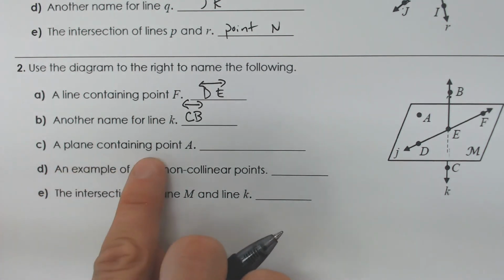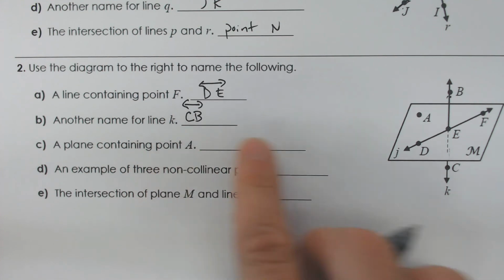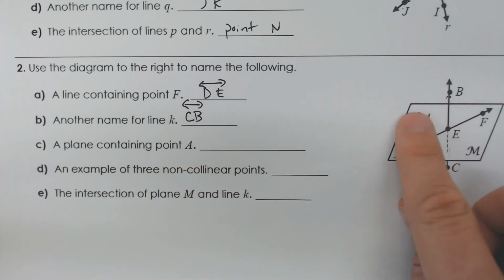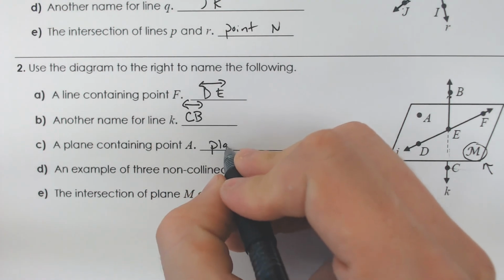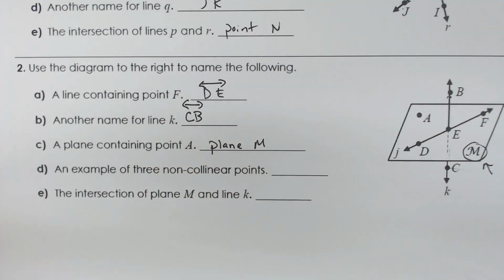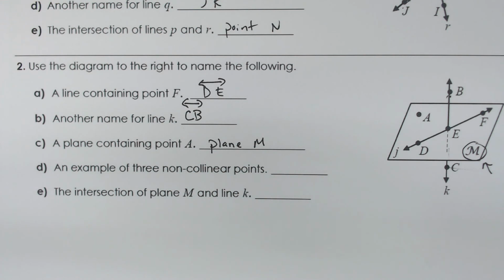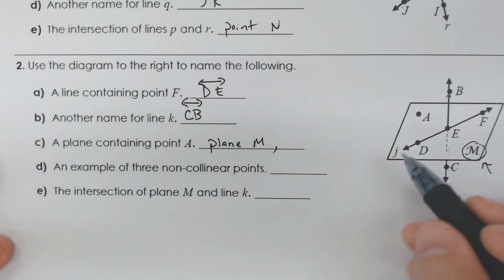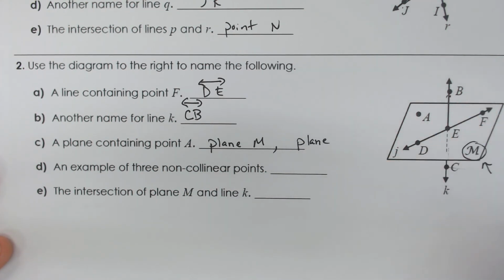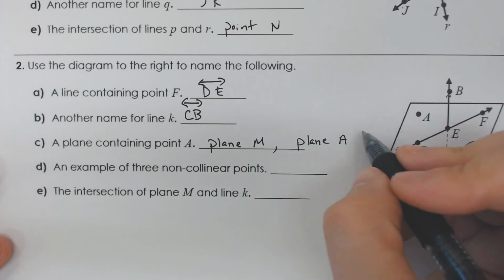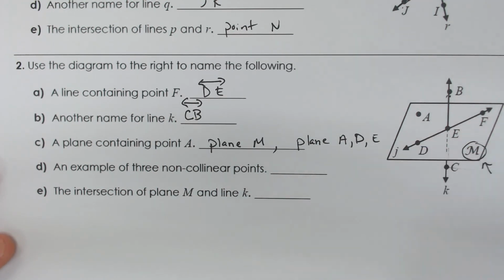A plane containing point A. So here is a plane containing point A. The name of this plane is M because that is the only letter that we have there that doesn't have a dot next to it, which means it's the only thing that doesn't actually have a point that it is denoting. That is one name. We could have also called it any other plane with the three points that we have on the plane. So I'm going to say A, D, and E.